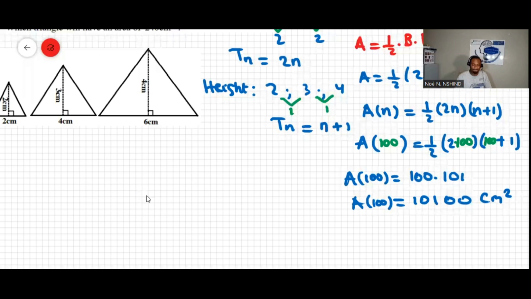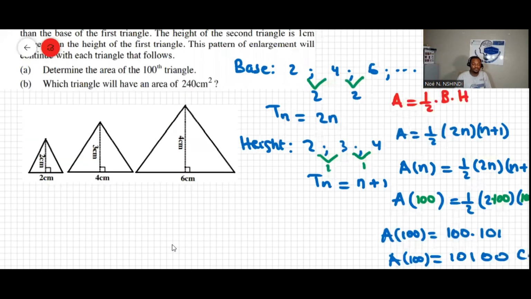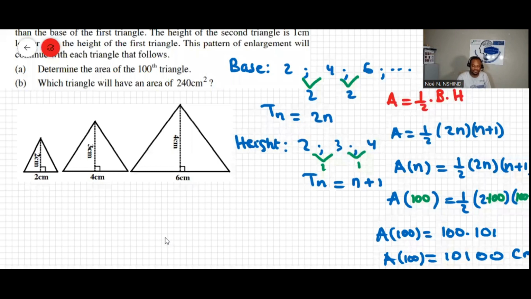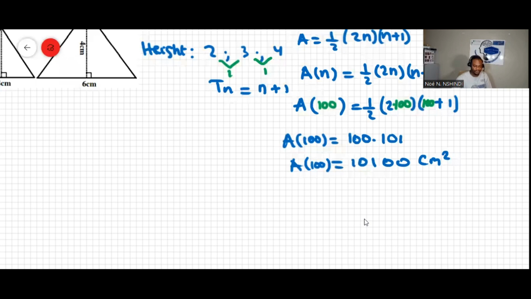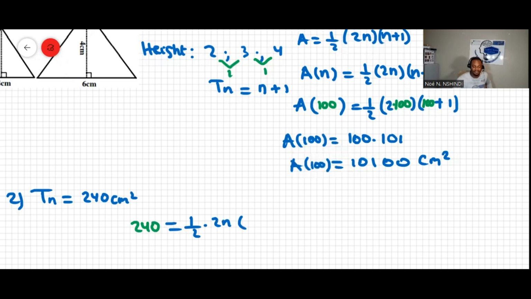Now, that's the answer. And then B says which triangle would have the area of 240 centimeters squared? So it means this is a certain triangle Tn, which will be 240 centimeters squared. Then we will substitute this area there. This time we have the area which is 240 equal to half multiplied by 2n multiplied by n plus 1.